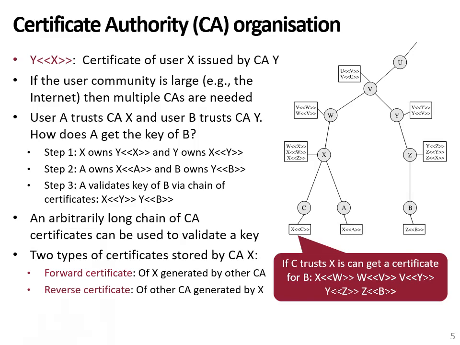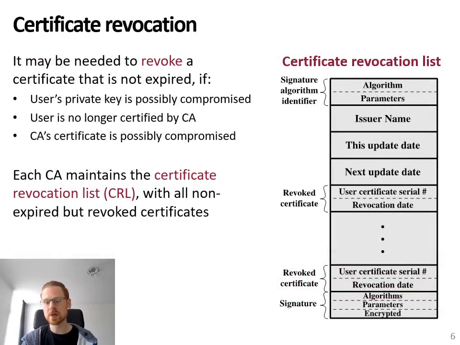And even if certificates have an expiration date after which they are no longer valid, it may be needed to revoke them even if they have not yet expired. For example, if the user's private key is compromised, the user will need to also change his public key. If the user is no longer being certified by the certification authority, or if the certificate has been compromised because, for example, the private key of the certification authority is no longer secure.